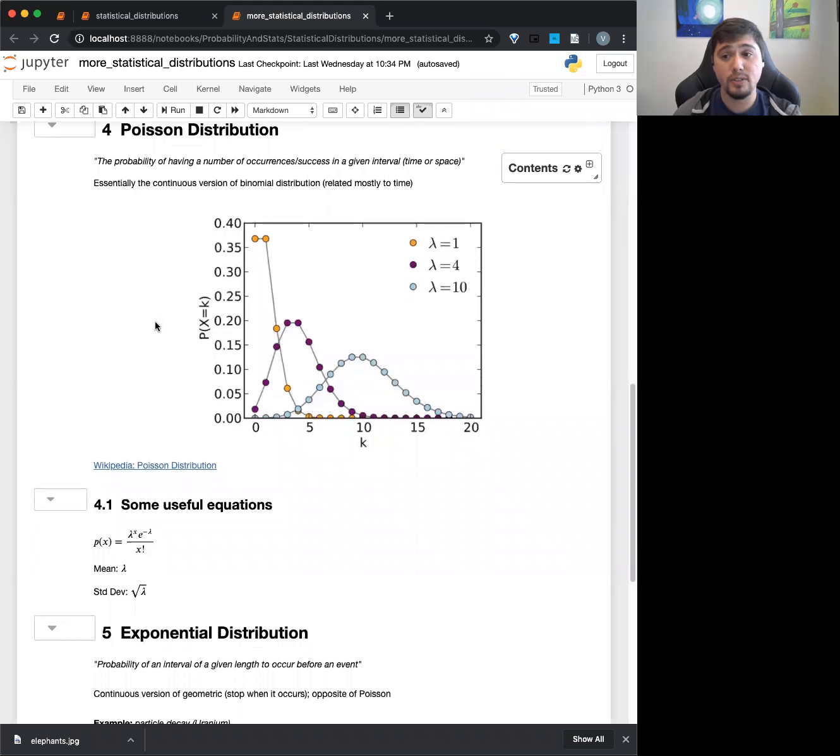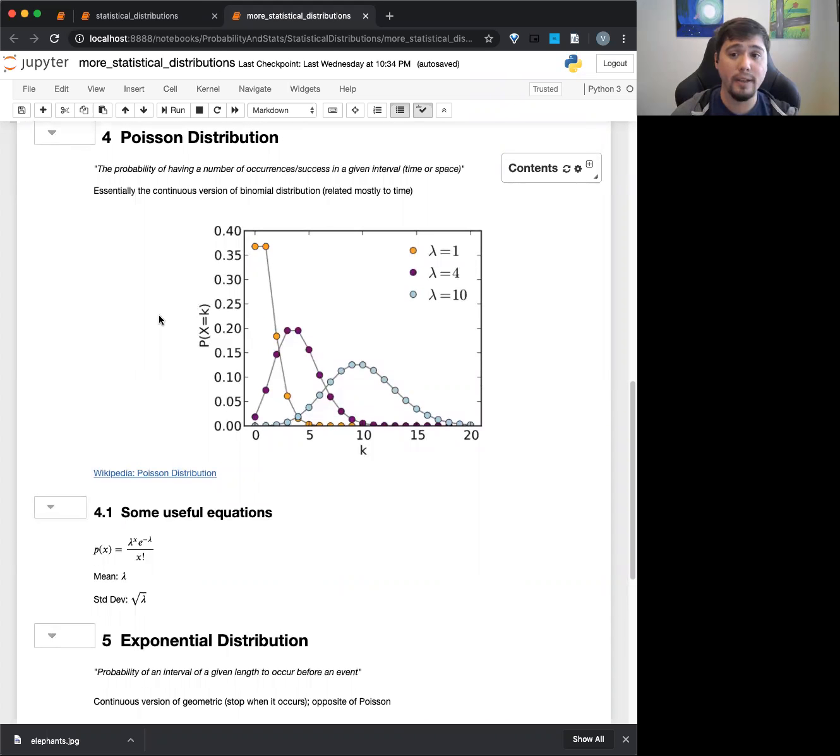The Poisson distribution. So the Poisson distribution is a really interesting one. This is kind of like the continuous version of binomial. This is the one that you will typically actually use as a data scientist versus the binomial distribution, just because it's continuous. So I'm just going to read the definition I wrote here: the probability of having a number of occurrences or successes in a given interval of time or space.